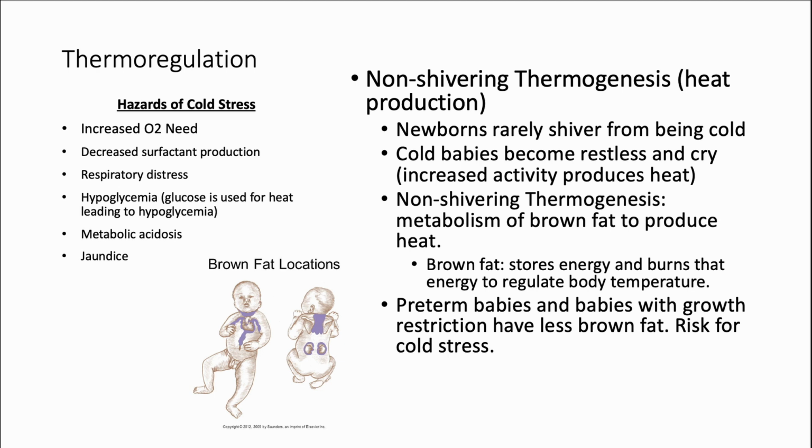So cold babies become restless and cry, right? That's going to increase activity, which is going to produce heat. And then they have their non-shivering thermogenesis, which is where they're going to metabolize brown fat. They have something called brown fat in those areas. So on the baby, it's where the purple is. And the purpose of that brown fat is for it to be metabolized for heat. It stores energy and helps regulate the body temperature.